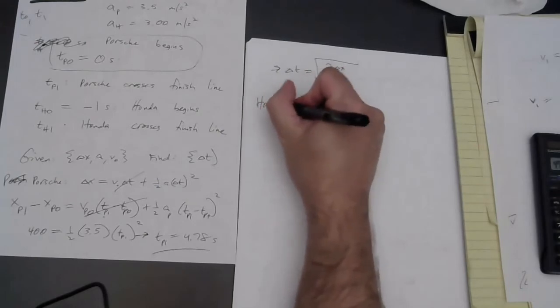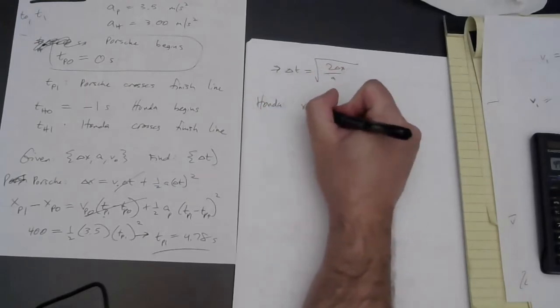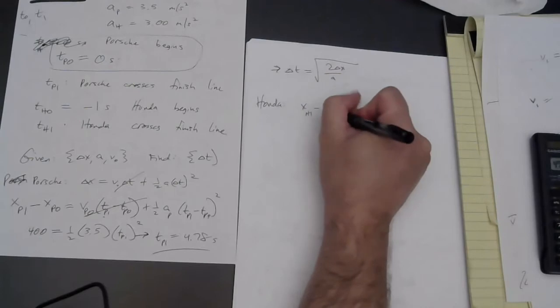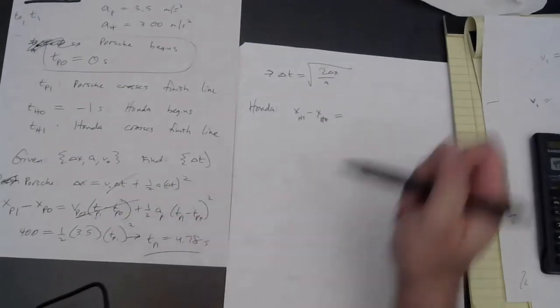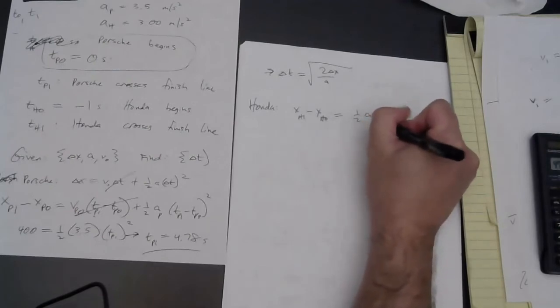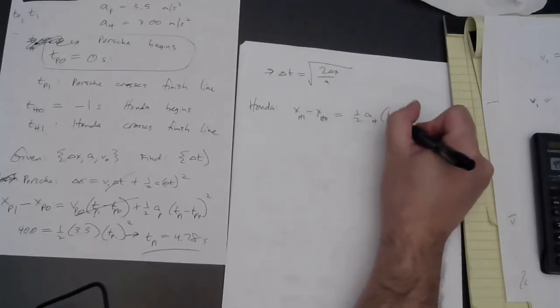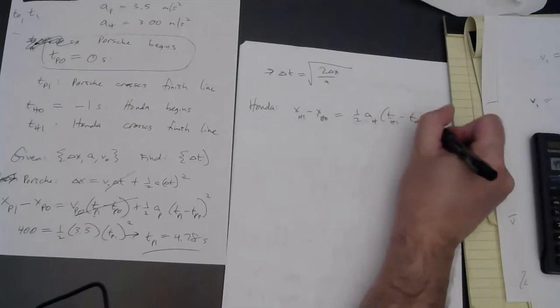So for the Honda, displacement, which is final Honda position minus initial Honda position. I'm just going to skip this term because both cars start from rest. 1/2 acceleration of the Honda times T Honda 1 minus T Honda 0 squared.